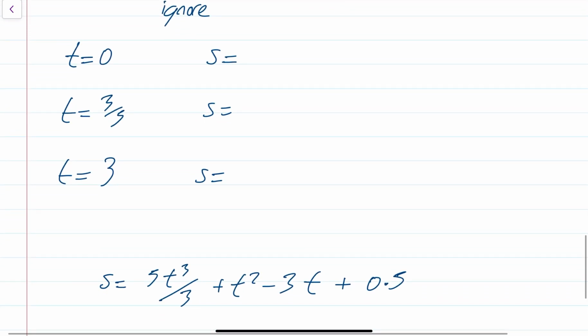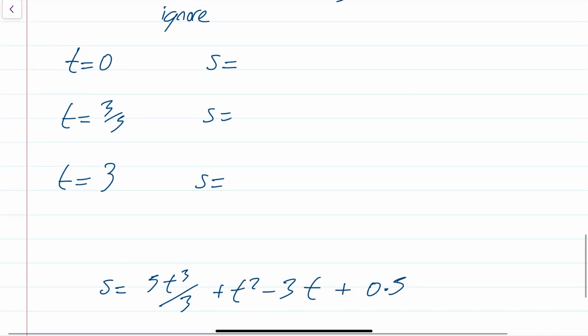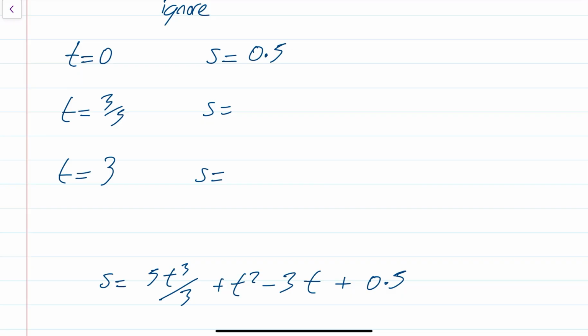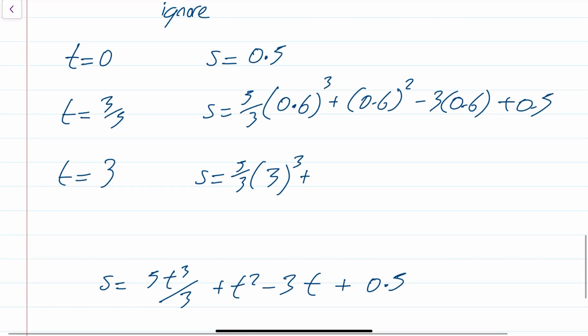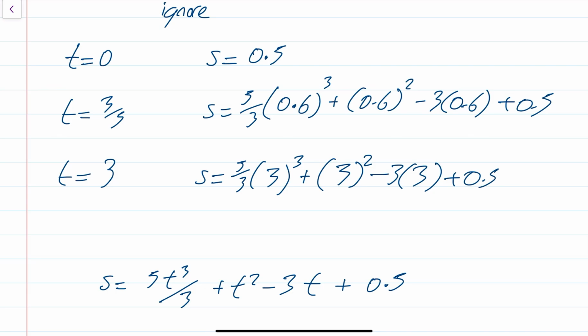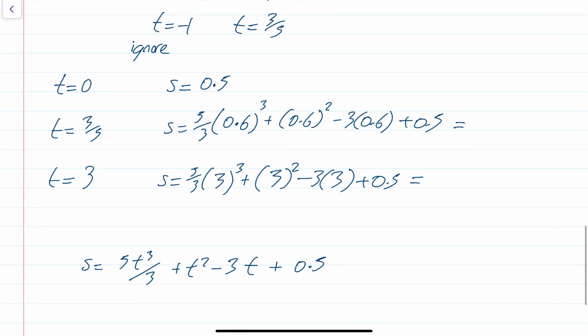So I'm going to put my 0 into that. When you put 0 into that, clearly you're just going to get 0.5. Put in 3/5. So what we're doing here is 5 over 3 times 0.6 cubed plus 0.6 squared minus 3 times 0.6 plus 0.5. And see the way I've set that out? I'm going to do the same for the other one. When you're doing that, you would put that into your calculator once and then just go back and edit the bracket, so you can see really what I'm doing here. But let's work those out at the end. It will be a nicer way of doing it.